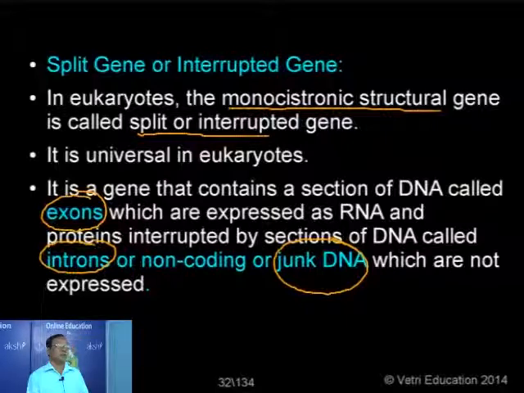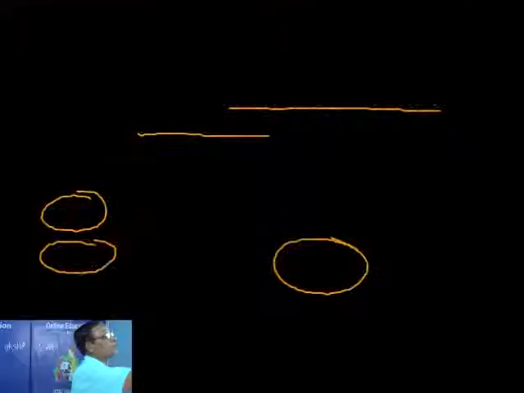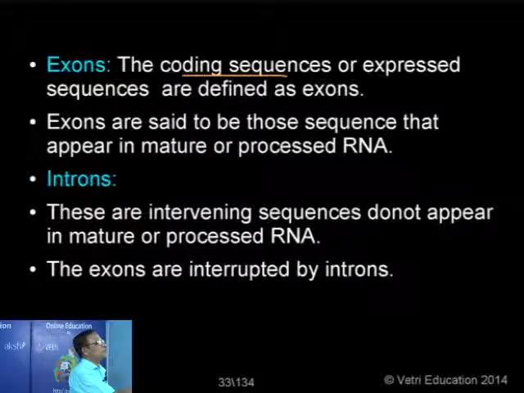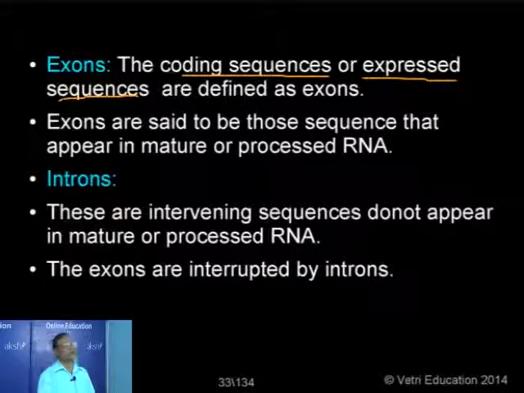which can be expressed as RNA and then proteins. And the other sections of DNA, called the introns, do not have the ability to express themselves; those which cannot be expressed and translated to form proteins are called introns, or non-coding or junk DNA. So in a one-line statement, what do we mean by exons and introns? Simply, we can say the coding sequences, or the expressed sequences, are called exons.